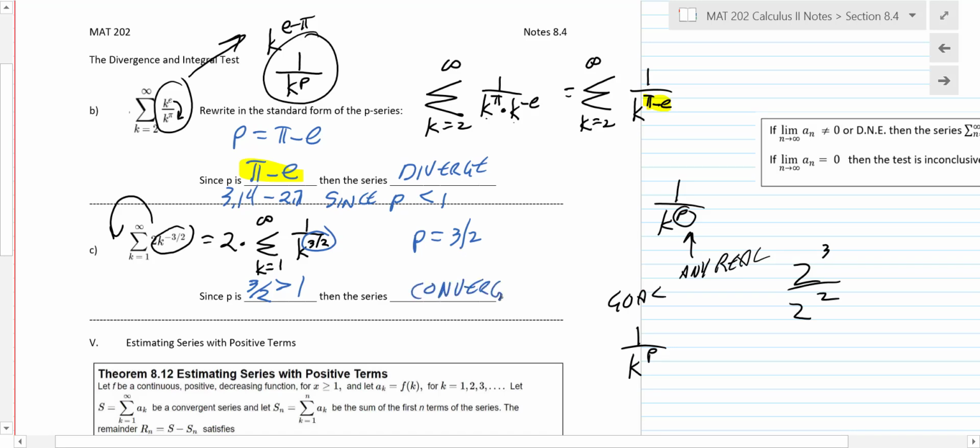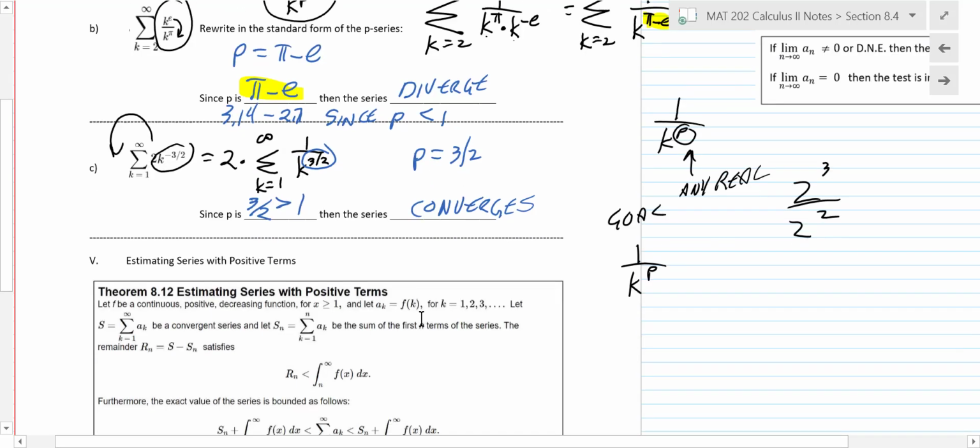So it's all about taking p and seeing how it relates to 1. If it's bigger, it converges. Otherwise, it diverges. Those are some of the easier types of series to do. P-series are easy, one of the easiest ones you'll ever learn how to do.